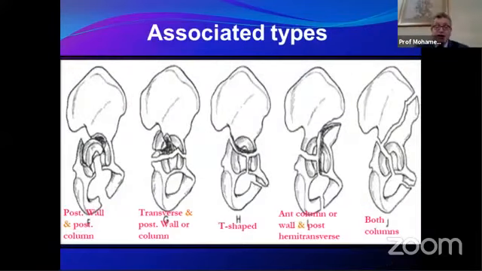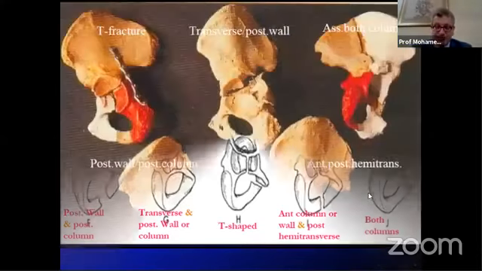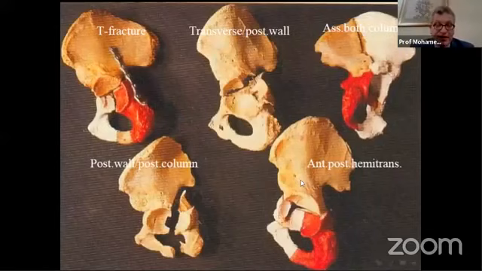Now we will speak about the associated types. We said associated types: I have the posterior wall and posterior column, transverse with posterior wall or column, T-shaped fracture, anterior column or anterior wall with posterior hemitransverse, and the very important, very complicated and very sophisticated type, the both column fractures. These are the types that we have mentioned.